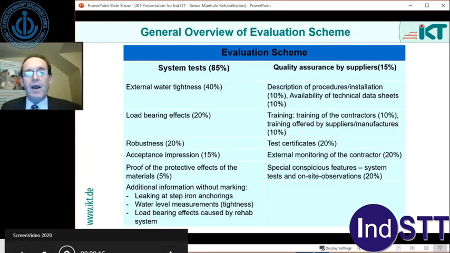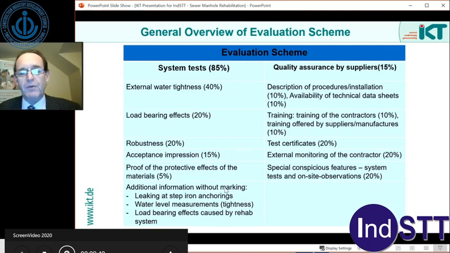Well, having decided upon what the 1-to-1 scale evaluation would be like, we had to come up with a scoring system. And what happens in most of these exercises we do, we score according to performance, but also quality assurance. What sort of QA systems were in place by these suppliers. So in this case, the performance or system tests were given a weighting of 85% and the QA 15%.